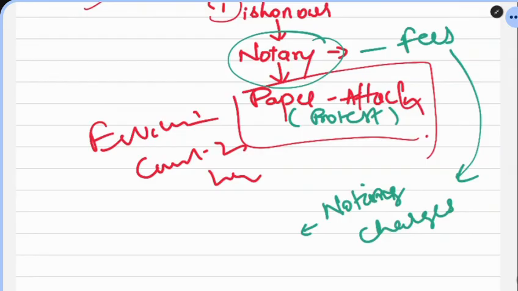Usually they are lawyers, and not everyone is a notary. Only a few will be appointed as notaries by the government.